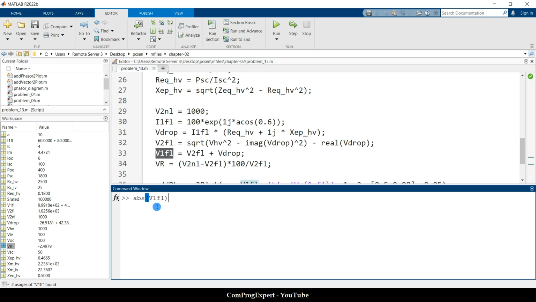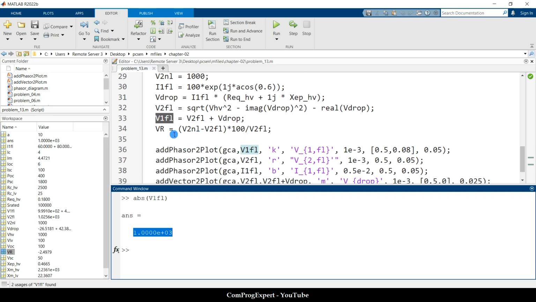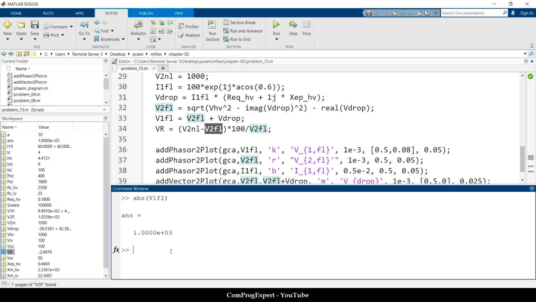Amplitude of the V1 for the full load is the same as the amplitude of the V1 for the no load. We just calculate the change in the amplitude of the V2 to calculate the voltage regulation, how much drop or increase we have in the value of the V2. V2 full load here is higher than 1000, because the load is capacitive.